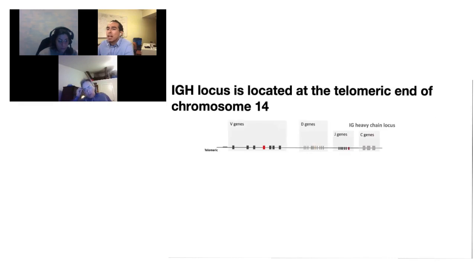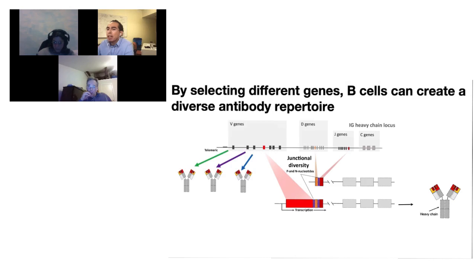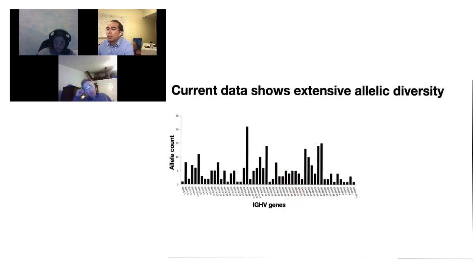In humans, the IGH locus is located at the telomeric end of chromosome 14. And as we know, it contains 4 different sets of genes, the variable, diversity, joining, and constant genes that come together to form the heavy chain of an antibody. And the selection of different genes produces a diverse set of antibodies capable of binding to a large number of antigens. At a population level, there also exists haplotype diversity. 2 individuals with the same gene can have different alleles. And this contributes to the overall diversity of the repertoire.